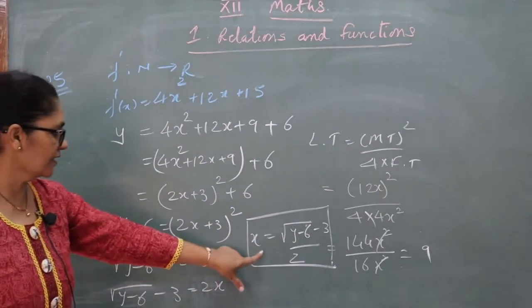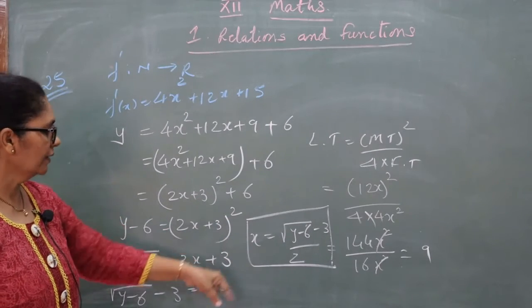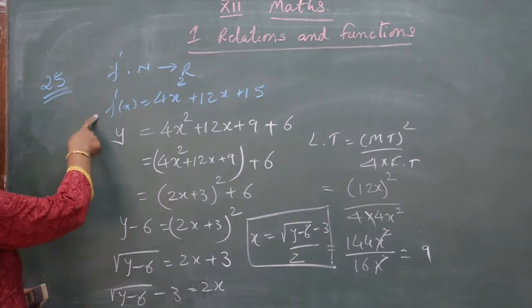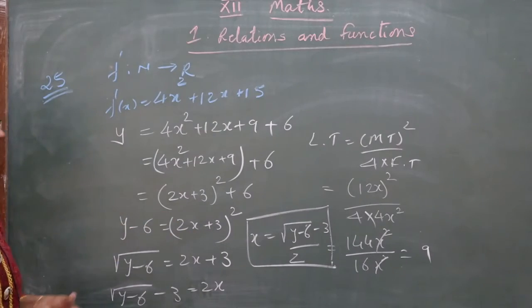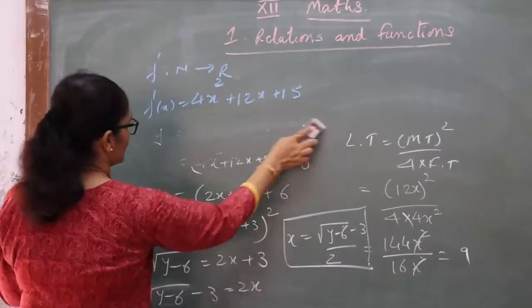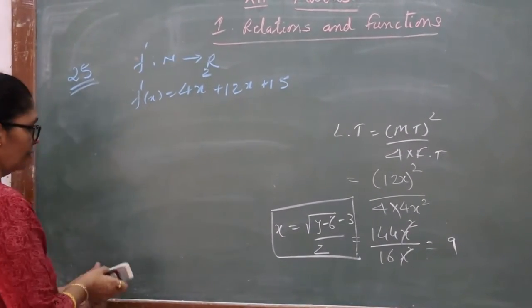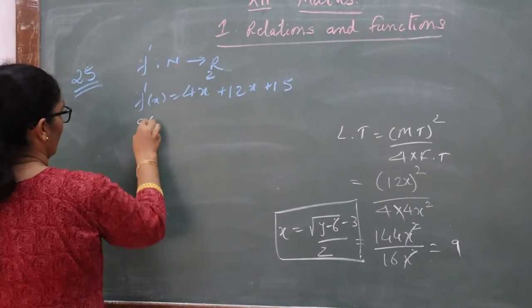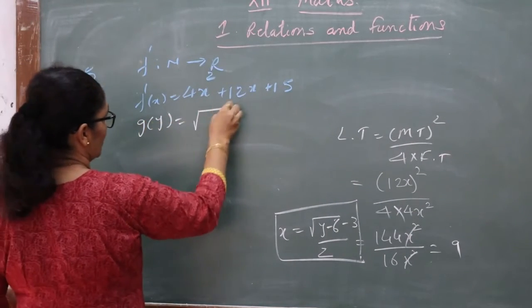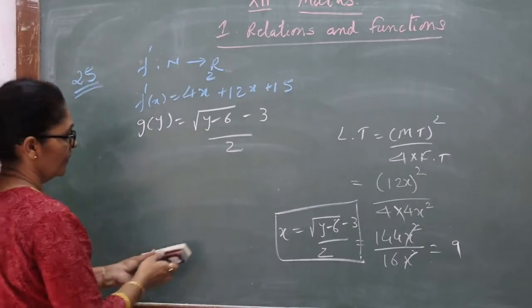After getting this term, you have to take this as a g of y. Then what you can say? F and g, combine it, g over f, f over g both. So first leave this function as it is, and now we combine two terms. Okay, your g of y is under root y minus 6 minus 3 by 2.